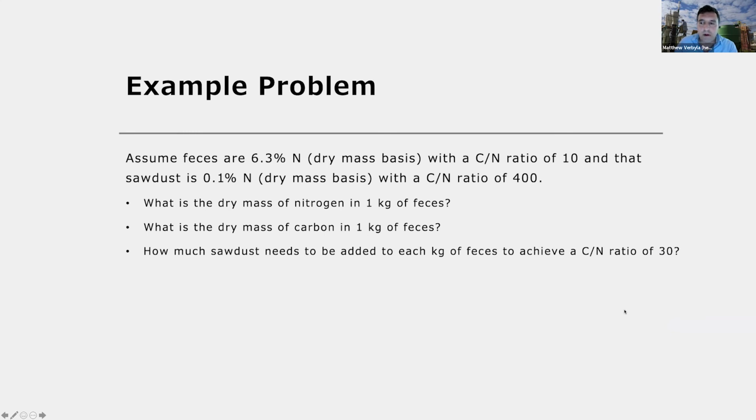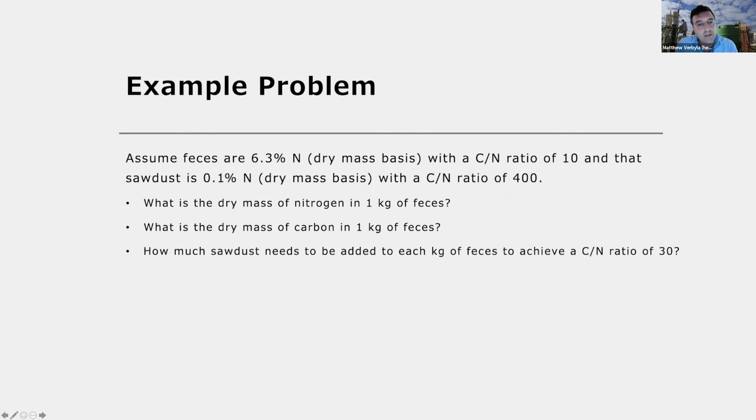So let's do an example problem for a composting toilet. Let's assume that fecal material is 6.3% nitrogen on a dry mass basis and has a carbon to nitrogen ratio of 10. And let's assume that sawdust is going to be the co-composting material that we use, and it has a nitrogen concentration of 0.1% with a carbon to nitrogen ratio of 400.